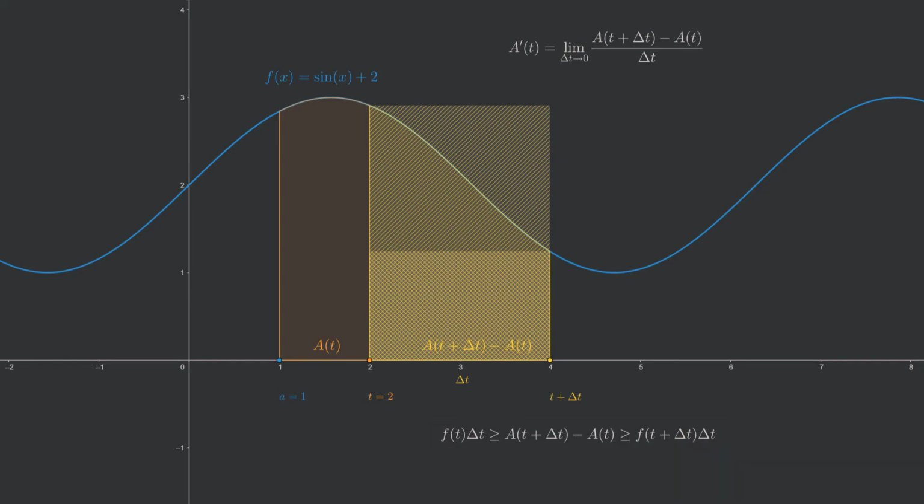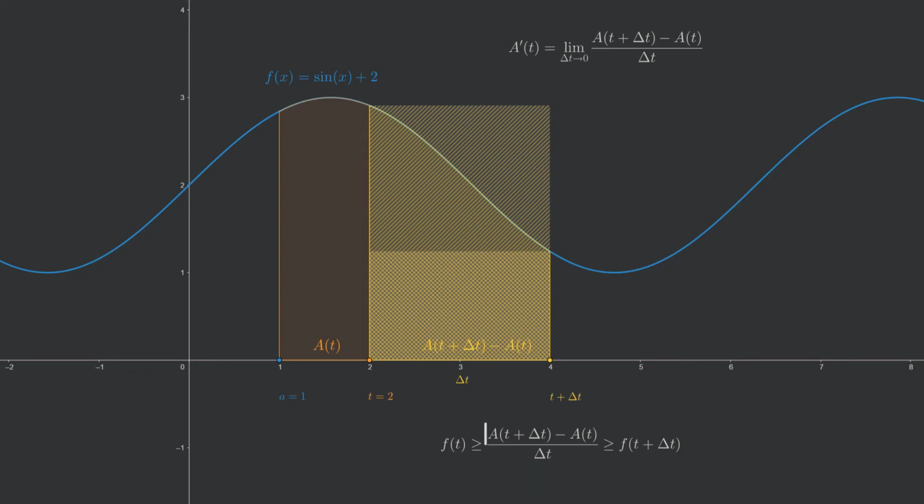Now the first thing which we do is to take this double inequality and divide every expression by delta t. By this, the delta t factors of the right and the left expression will vanish, and in the middle expression we will have a delta t in the denominator.